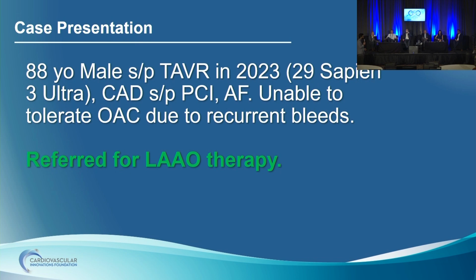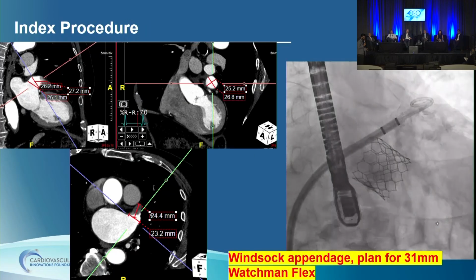Okay, so this is an 88-year-old male. We did his TAVR in 2023. He had PCI before that. He also has AFib. He's very active. He bikes. And he had a lot of recurrent epistaxis, saw ENT, and just really wanted to get off his blood thinners after his TAVR was done. So he was referred to us for left atrial appendage occlusion therapy.